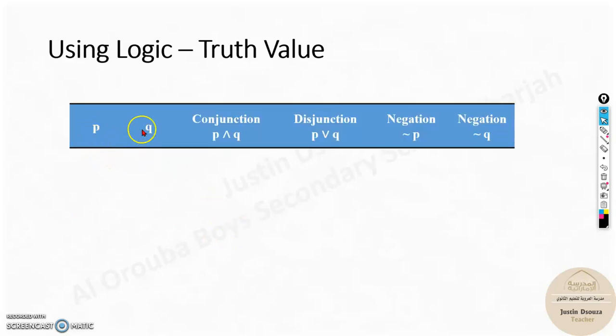Now say P and Q are some statements. Conjunction means P and Q. Can you see the symbol over here, like an inverted V? This is called and. Whereas the or symbol is like a V. This or is disjunction. And negation means this symbol, which is opposite or not that. Now let's see what it means.